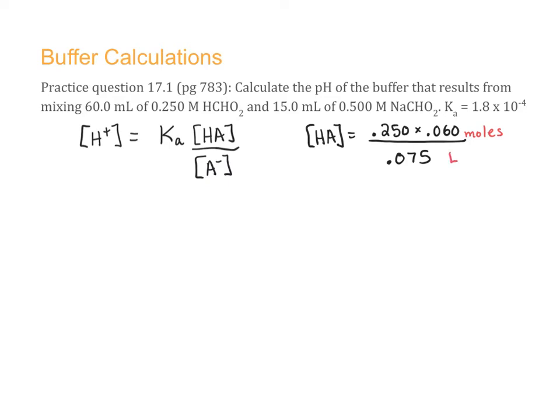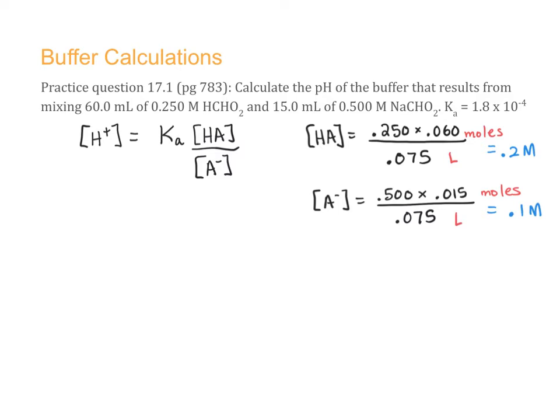We're going to do the same sort of thing to figure out the concentration of A minus once the two things are mixed together to make a buffer. So to figure out the moles of the conjugate base, we'll take the molarity, 0.5, times the volume, 0.015, divided by the total volume once everything is mixed together. So it'll be moles per liter. So I'm going to plug those two things into my calculator and get a numerical result for the concentration. The concentration of the acid is 0.2 molar, and the concentration of its conjugate base is 0.1 molar.